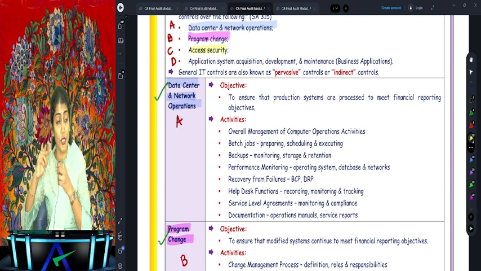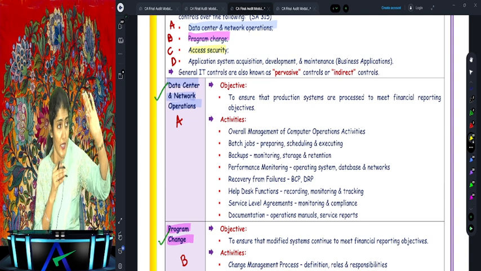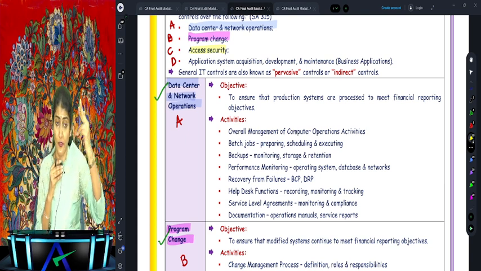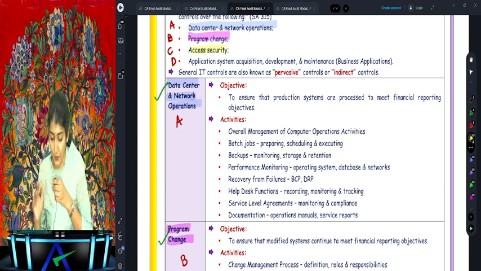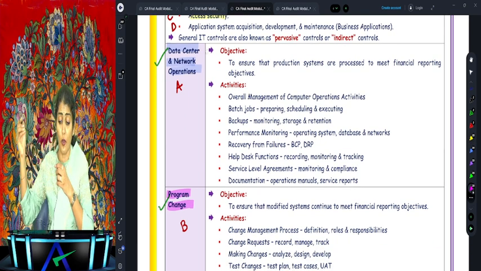Now for each of the three general IT controls, they are talking about three: data center and network operation, the program change, and the access security. For each of these controls, they are talking about two things. What two things? The objectives and the activities. Okay, right. So what is the objective of the data center and network operation control?